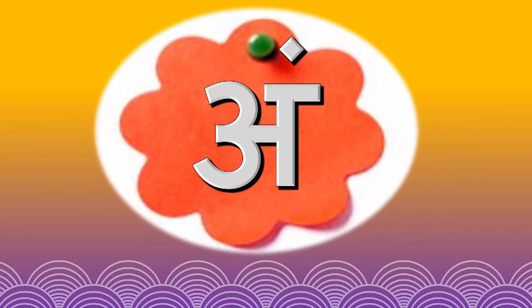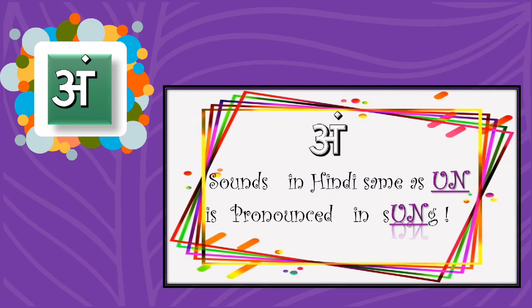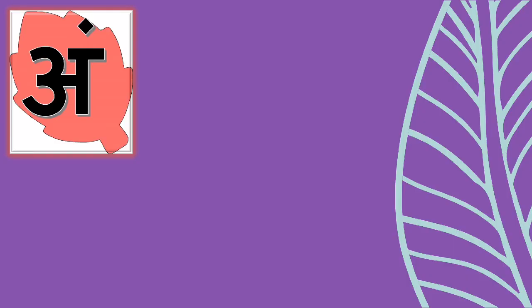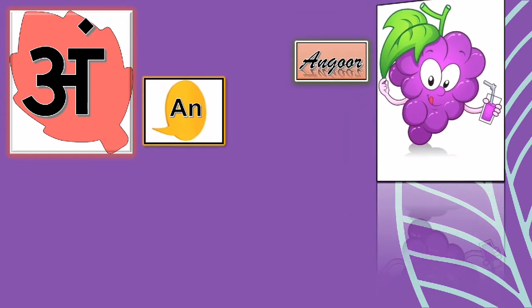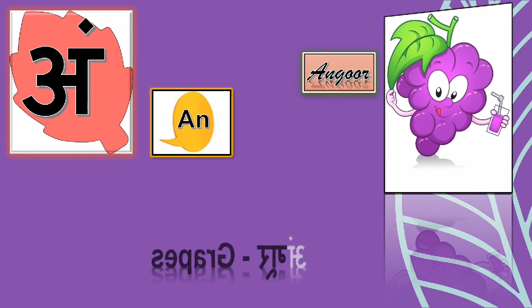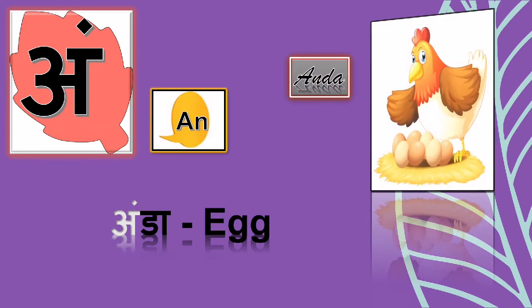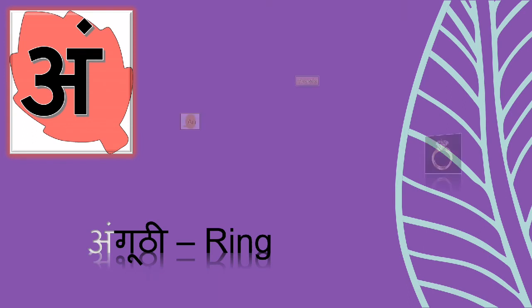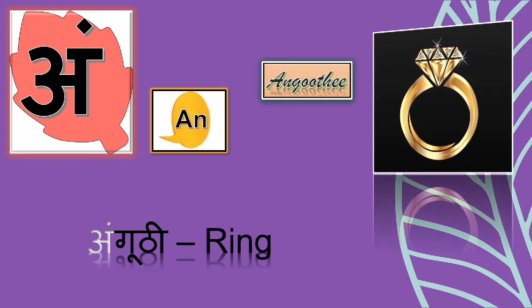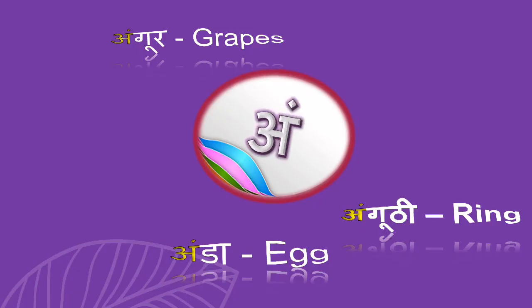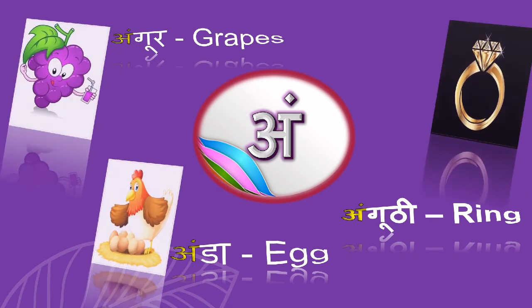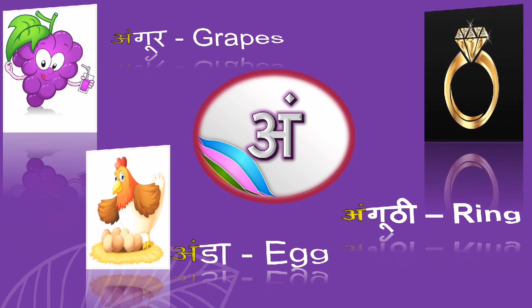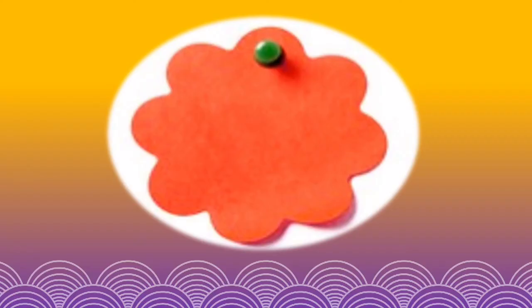Next one, ang. Ang is the same as in sung. Ang se angur, which means grapes. Ang se anda, which means egg. Ang se anguti, which means ring. Let us revise. Ang se angur, ang se anda, ang se anguti.